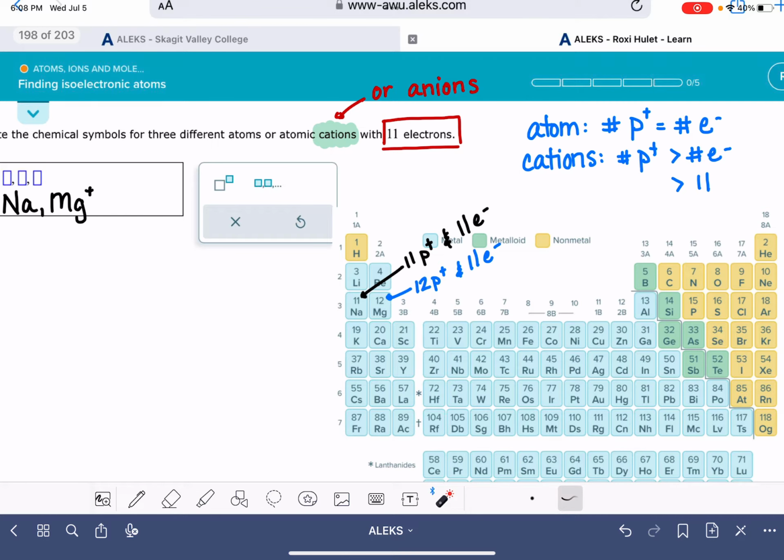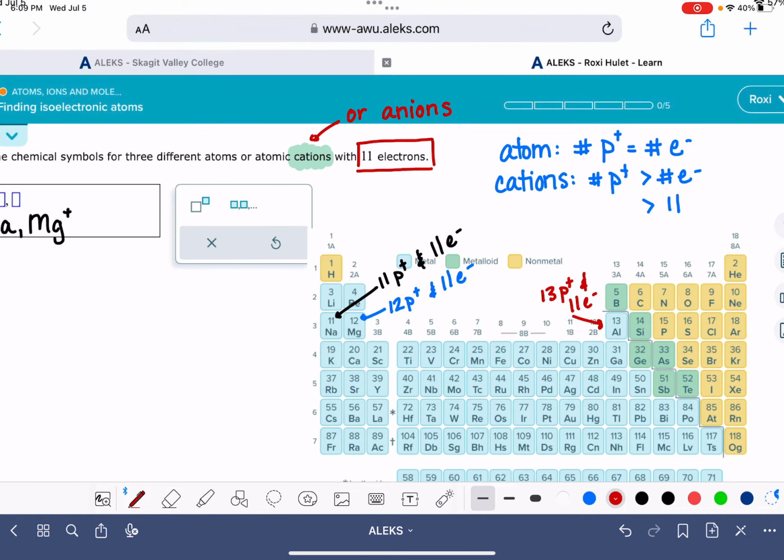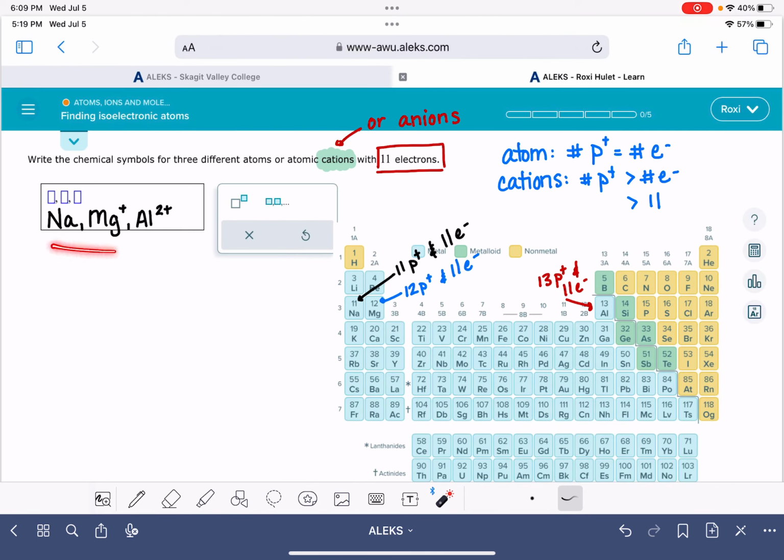Okay, so I'm just going to follow this same pattern. I'm going to go to the next element on the periodic table, element number 13. That is aluminum, and aluminum has 13 protons. It could absolutely have 11 electrons. That would be fine. And the formula for that would be Al2+. How do I know it's 2+? Because it has 13 positively charged particles and 11 negatively charged particles. When I combine those particles together, I end up with a total of a +2 charge. So this is how you would do the problem if you were being asked specifically about cations.